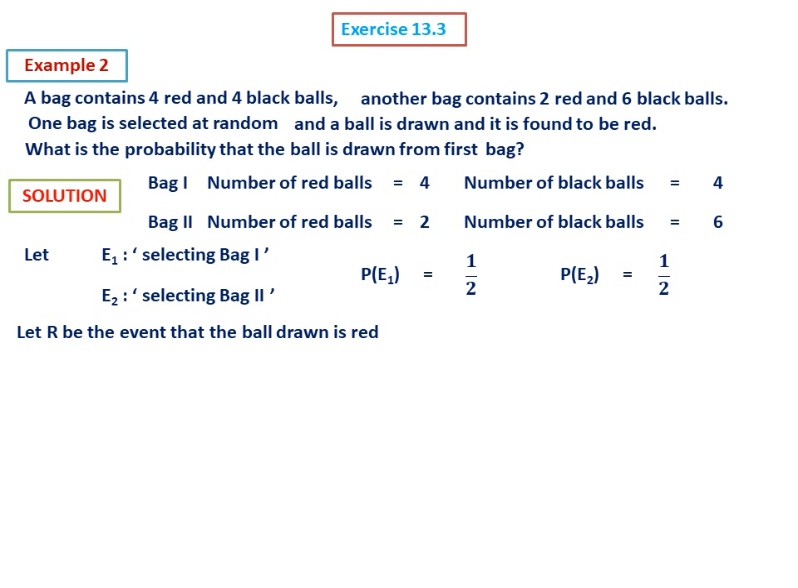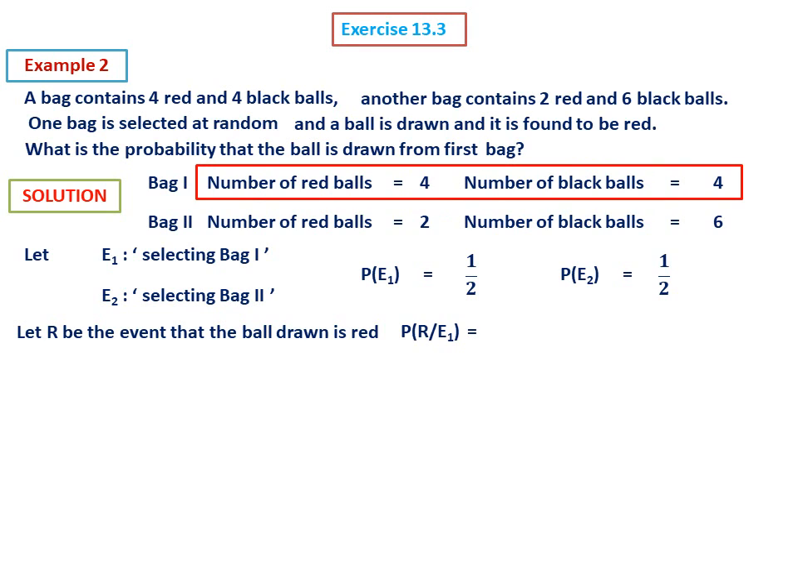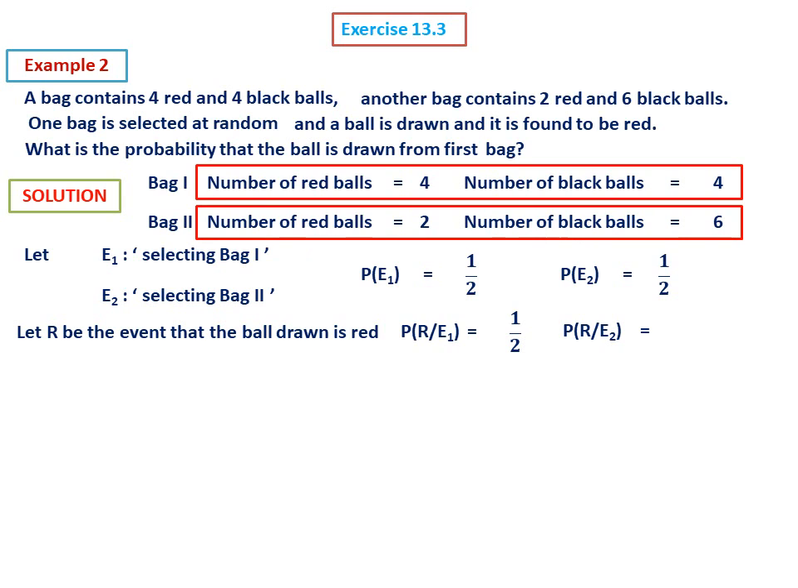Then let R be the event that the ball drawn is red. Then what is probability R given E1? That is if it is from the first bag. So you can see it is 4 by 8, so 1 by 2. Similarly, probability R given E2 will be number of red balls 2, therefore it is 2 by 8. So 1 by 4.